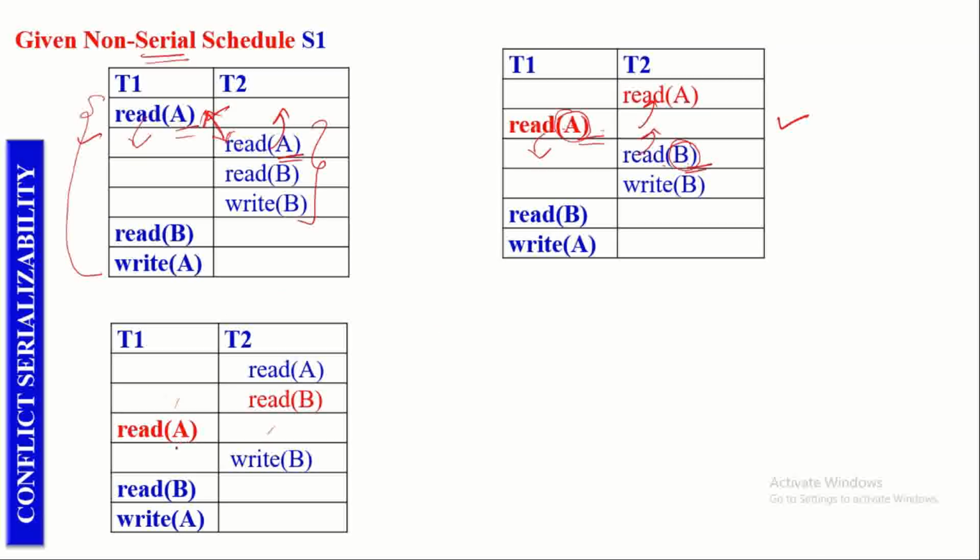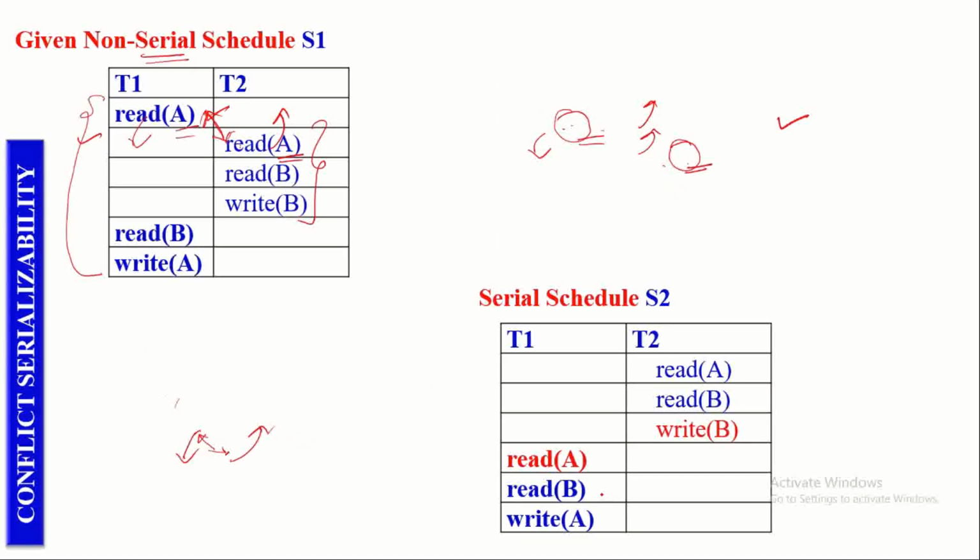Okay, then again there is one more step for swapping. This read on A and write on B need to be swapped. These two are non-conflict because T1 and T2 are doing operations on different data items. Irrespective of the operation performed, since the operations are done on different data items, obviously those are non-conflict. So it can be swapped. Now write on B can be moved up and read on A can be moved down. When we swap it, the resultant schedule is this.